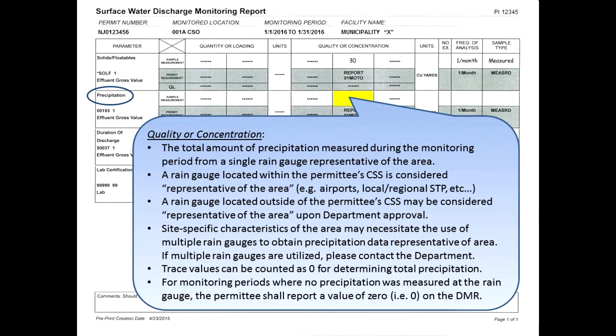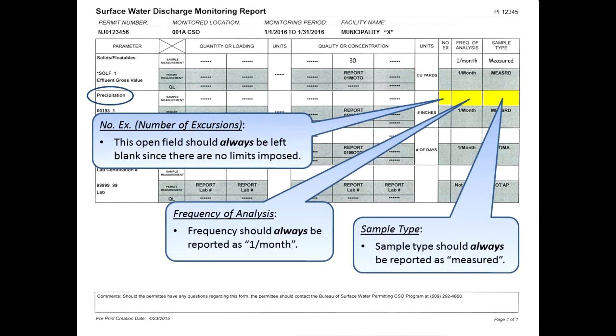Lastly, for months where no precipitation was measured during the monitoring period, the permittee shall report a value of 0 on the DMR. For precipitation, just as was the case with solids floatables, the open field under the number of excursions header should always be left blank, since there are no limitations associated with this parameter. The open field under the frequency of analysis header should always be reported as once per month, and the open field under the sample type should always be reported as measured.